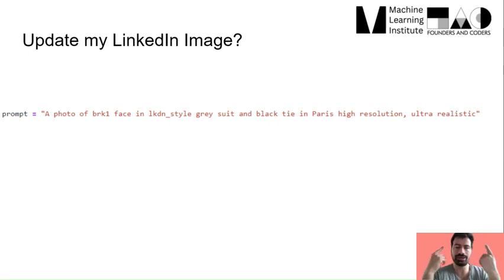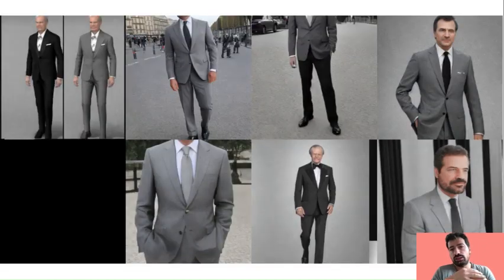But still, I had in the back of my mind, I've seen these really cool professional LinkedIn images. And I thought, well, I could definitely do that with Stable Diffusion. I could generate a pretty professional image of myself that I can use on LinkedIn. So I gave it this prompt: a photo of BRK1 face in LinkedIn style, gray suit and black tie in Paris, high resolution, ultra realistic. And that's what I got.